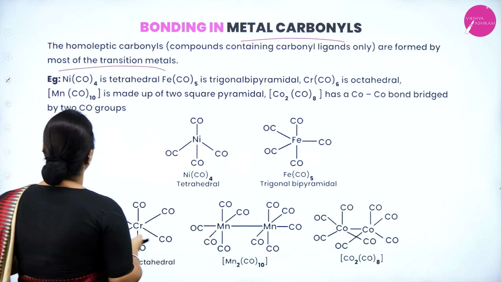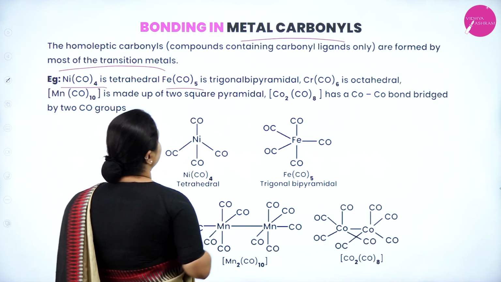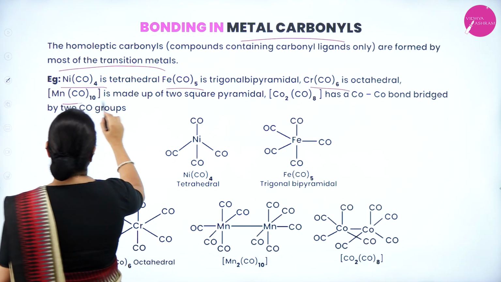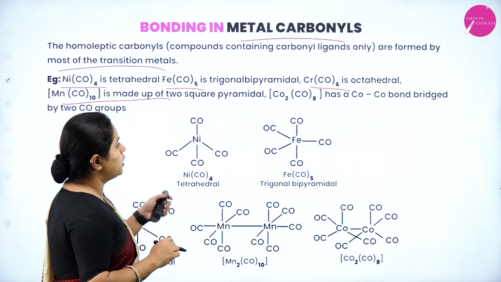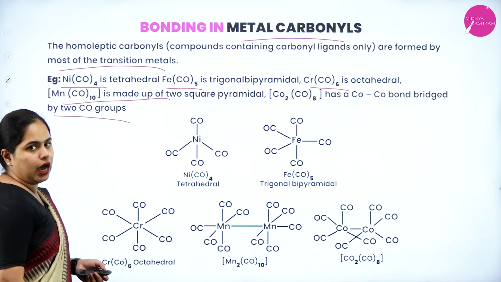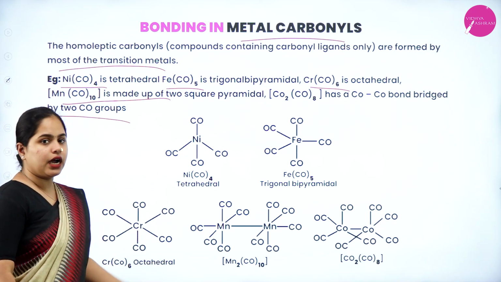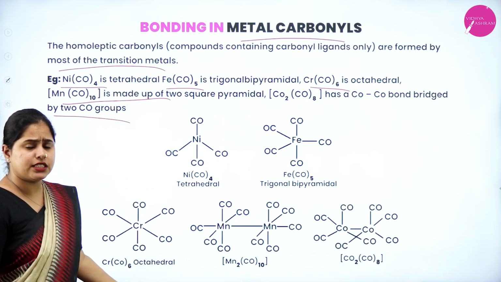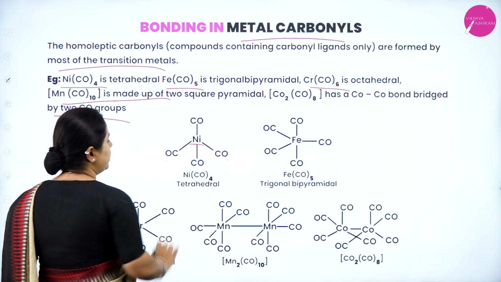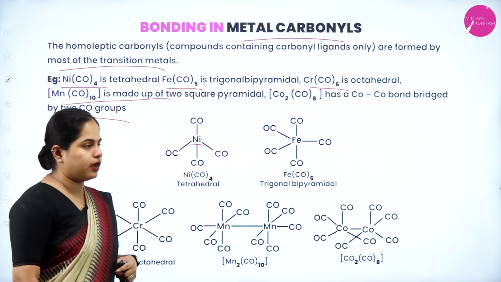that is CO. Ni(CO)4 is tetrahedral, Fe(CO)5 is trigonal bipyramidal, Cr(CO)6 is octahedral, Mn2(CO)10 is made up of 2 square pyramidal units, and Co2(CO)8 has a cobalt-cobalt bond bridged by the 2 carbonyl groups. So let's see here. First one is tetrahedral. It is a metal carbonyl of nickel. The metal present here is nickel. As you can see here, nickel and 4 CO ligands are there. That is carbonyl ligands. The geometry is tetrahedral here.